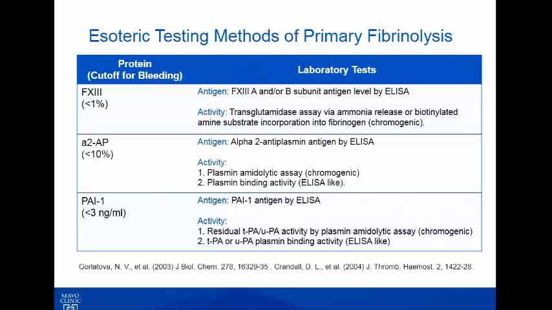For alpha-2 antiplasmin and PAI-1, even though the assays have different names, the principles are only two. One is the plasmin amidolytic assay, which is a chromogenic assay. The other is the plasmin binding activity assay. Regardless of the flavor of the different tests, these are the main principles of these two assays. Interestingly, these different assays, including antigen and activity, are scattered among different reference labs. None of the reference labs actually provides all of these tests.